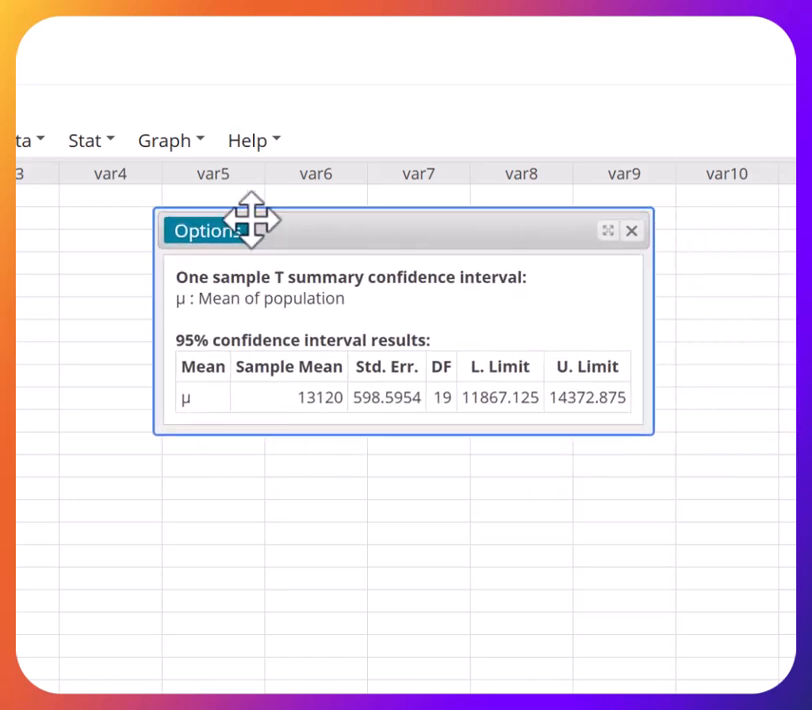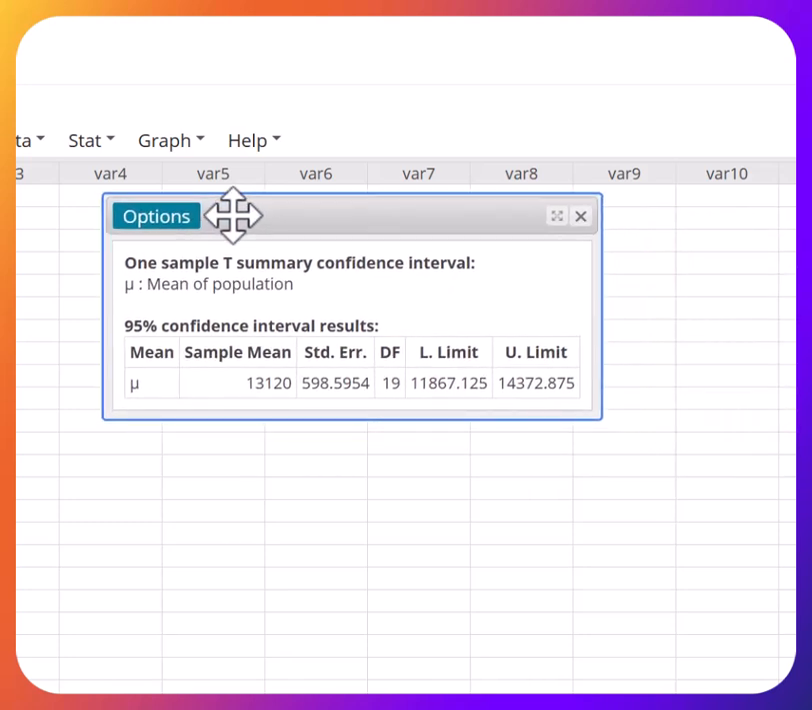And let me bring this to the center of the screen. And this is the interval, guys, right here. Now you're wondering what's DF 19. DF is degrees of freedom, which is the sample size minus 1. My sample size is 20. If you subtract 1 from 20, you'll get 19. And this is the interval.